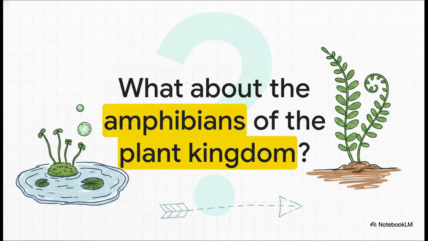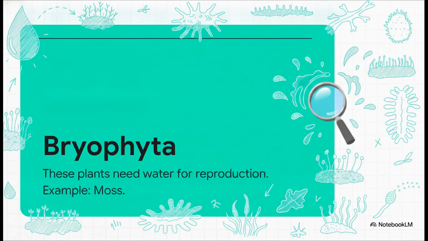Moving right along. What about the amphibians of the plant kingdom? We're looking for the plants that kind of bridge that gap between water and land. If we follow the handwritten number 2, let's see exactly where it leads us. It leads us directly to Bryophyta, and honestly, this brilliantly illustrates why they're called amphibians in the first place. These plants absolutely need water, specifically for their reproduction, even though they live on land. Moss is our prime example here.